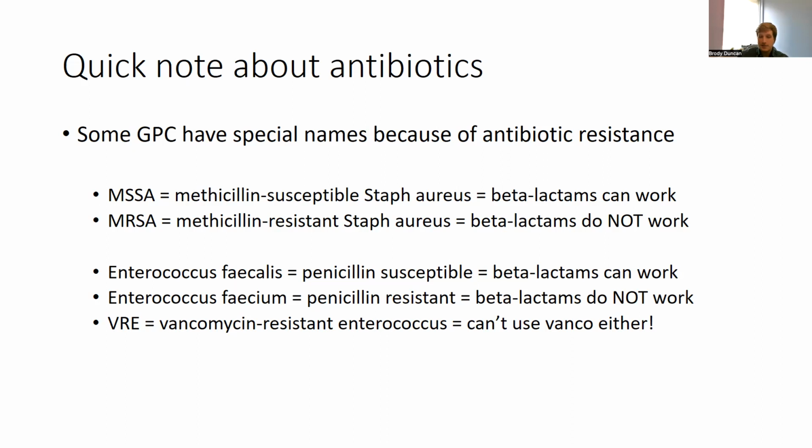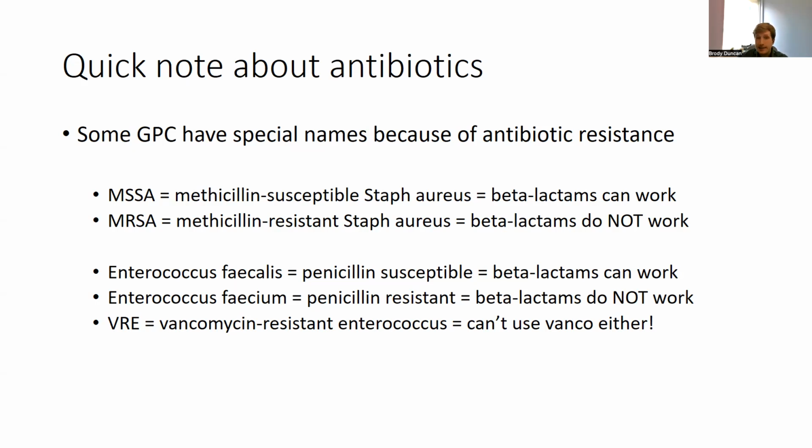Enterococcus faecalis and Enterococcus faecium also have some antibiotic differences. Faecalis is penicillin susceptible, so beta-lactams can work on it, while faecium is penicillin resistant, and beta-lactams actually don't work on it. I have trouble coming up with a good mnemonic for this. Some people would say, oh, faecalis ends with an S, so it's susceptible, and faecium ends with an M, so it's not susceptible. Or the M in faecium is because it's similar to MRSA in terms of its resistance. Whatever works for you. I think it is something that could be testable, that faecalis is often susceptible to penicillins and faecium generally is not.